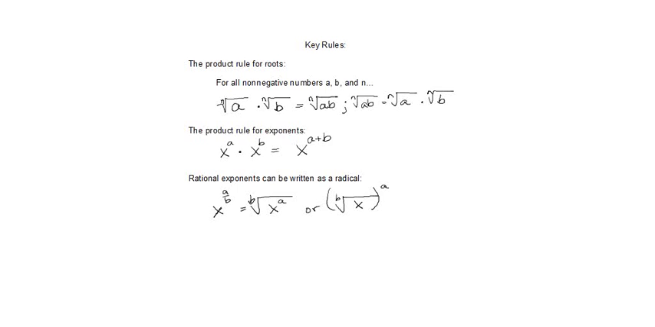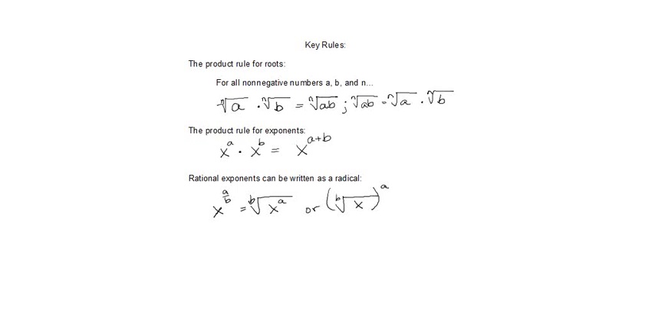The product rule for all roots states for all non-negative numbers a, b, and n, which just basically means a, b, and n are positive, the nth root of a times the nth root of b is going to equal the nth root of AB. And then vice versa, the nth root of AB equals the nth root of A times the nth root of B. That will be very important when we simplify radical expressions that are not perfect squares.